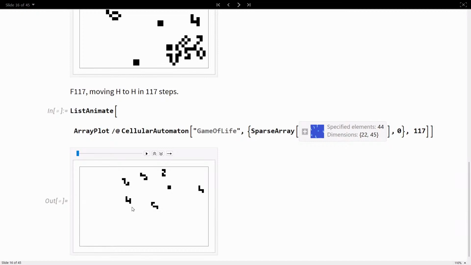So here's another reaction. We have a Herschel here, and this is a set of still lifes, which will eventually create a Herschel over here. So we run it for a while, we get chaos, but then the chaos resolves to a Herschel here, and we also have a glider that's come off.